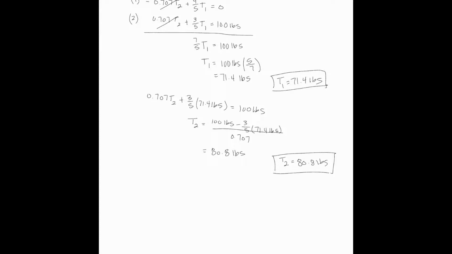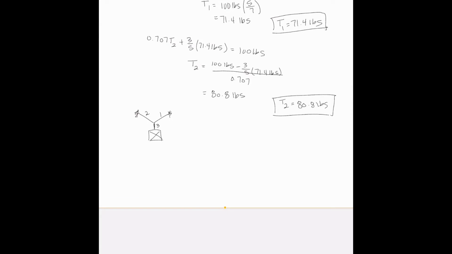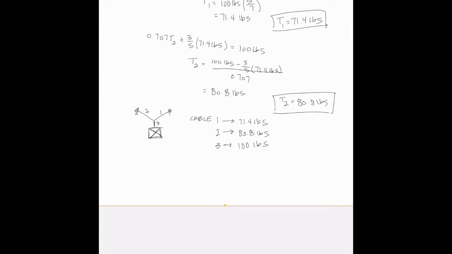So in order for this box to be in equilibrium, we know that cable 1 must have a capacity of at least 71.4 pounds. Cable 2 has to have a capacity of at least 80.8 pounds, and cable 3 has to have a capacity of at least 100 pounds.